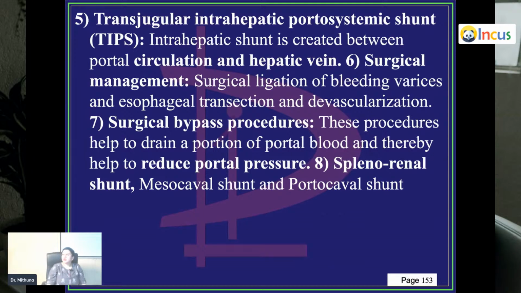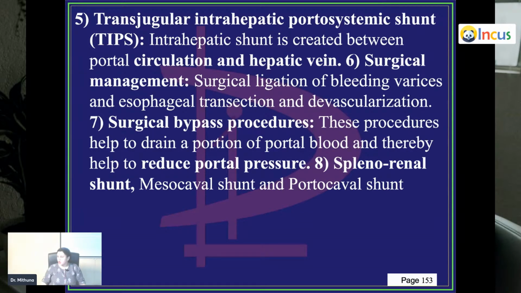Next, transjugular intrahepatic portosystemic shunt, TIPS. This is also one of the methods used. It's an intrahepatic shunt which is created between the portal circulation and the hepatic vein. It directly causes a shunting. It's a kind of surgical management. And one more thing you can do in surgery is ligate these bleeding varices, or do an esophageal transection and devascularization. If the patient is about to go into shock or there's excessive, uncontrolled bleeding, then you can transect that part of the esophagus and do this devascularization.